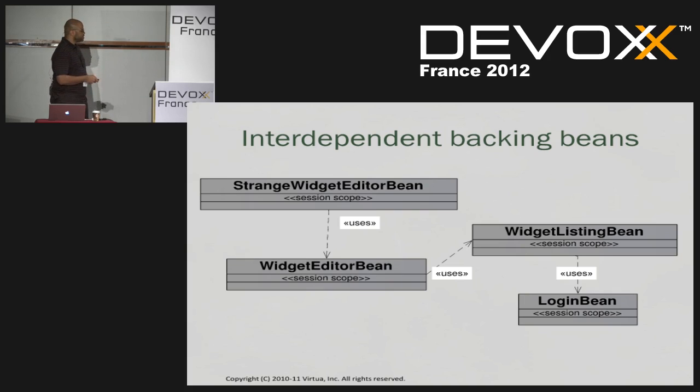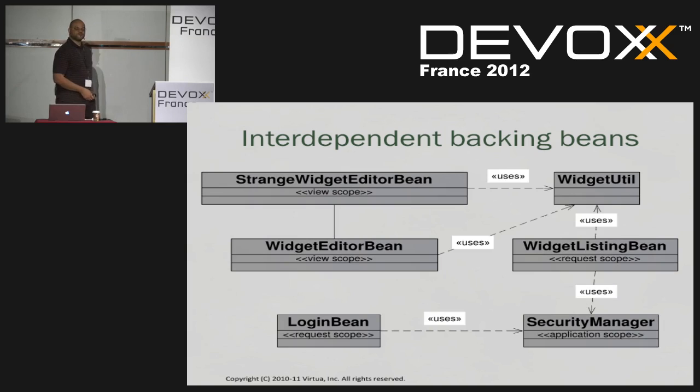Because if you put, let's say, widget listing bean in request scope, well, then every time you did something with widget editor, you'd be creating new widget listing beans. You know, it just doesn't really work too well. So you sort of end up putting things in session scope. So if you decouple things, you can then pick the proper scope for the object. So here we have strange widget editor bean is in view scope, which is in JSF2.